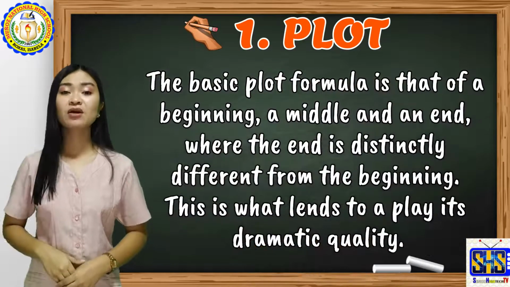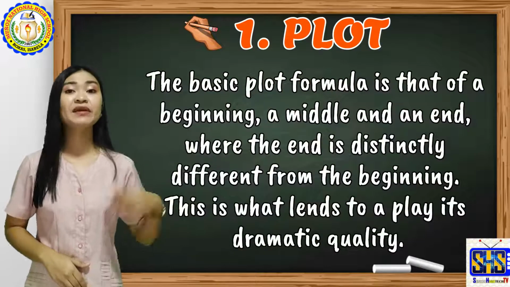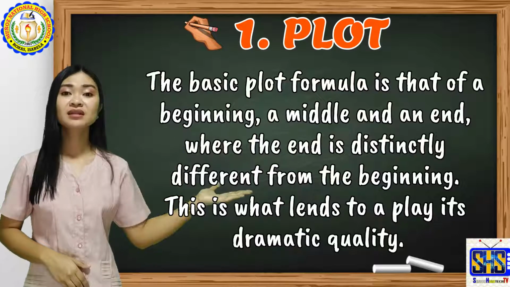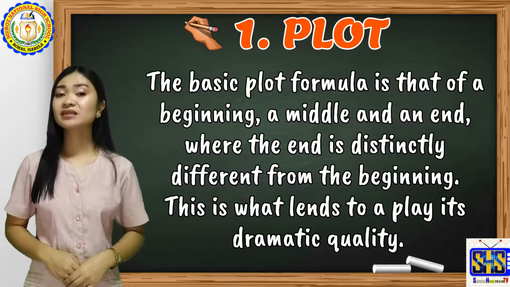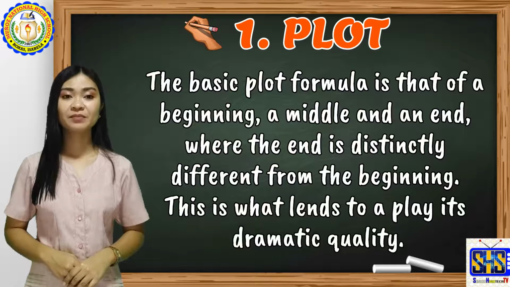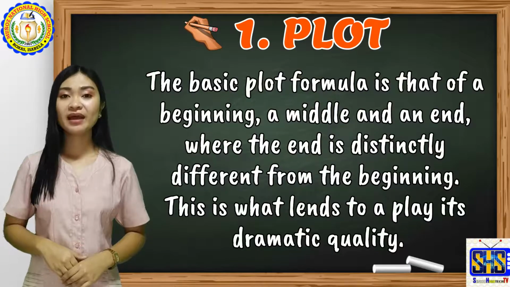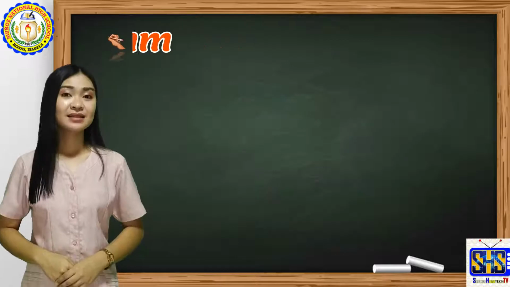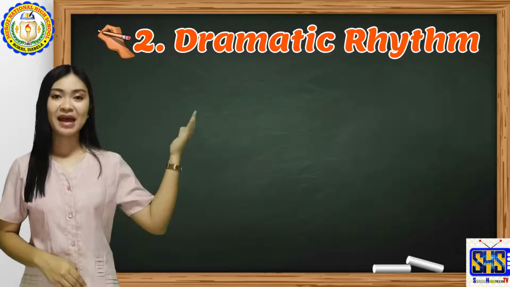The basic plot of a one-act play is that of a beginning, a middle, and an end, where the end is distinctly different from the beginning. That is what lends to a play its dramatic quality. Next, we have dramatic rhythm.